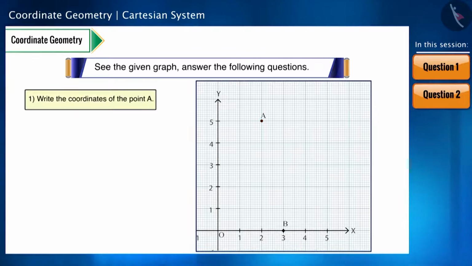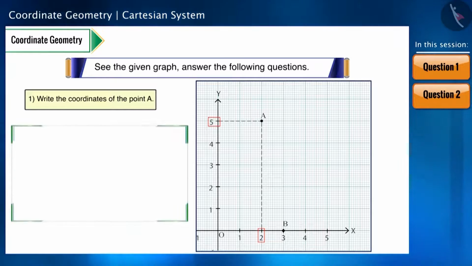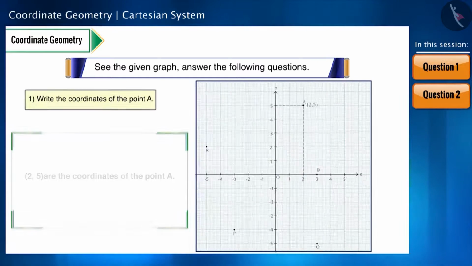To write the coordinates, we draw perpendicular lines from the given point to the x and y axis, and the points where the lines intersect the x and the y axis will be the x and y coordinates respectively. Drawing perpendicular lines from the point intersects the x-axis at 2 and the y-axis at 5. The coordinates of the point A are 2 and 5.